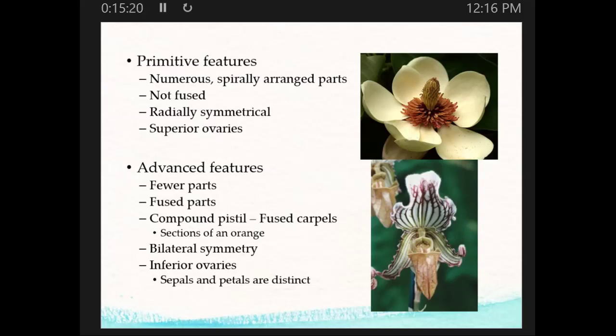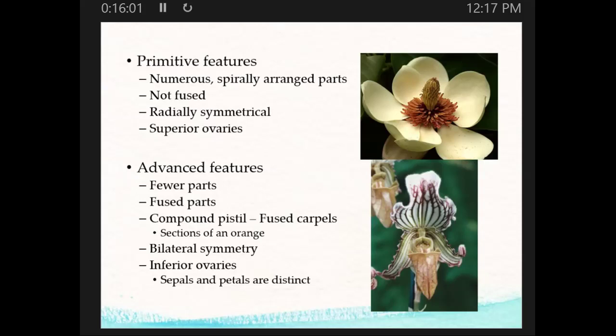And then if you compare that to advanced flowers, we tend to see over time through the evolutionary record, with studying the fossils, that as you get to more advanced plants, you start to see fewer flower parts. They reduce the flower parts. At least some of the flower parts tend to get fused with each other, and so you can get compound pistils as part of the fusion process. That's a good example. And then they tend to be bilateral in their symmetry.